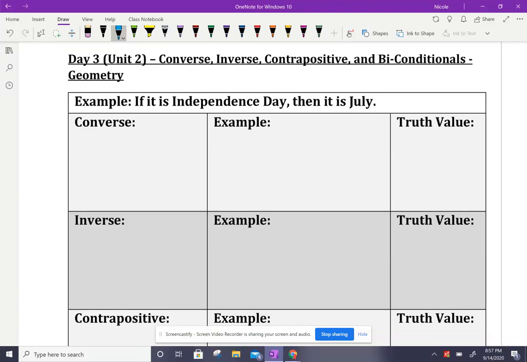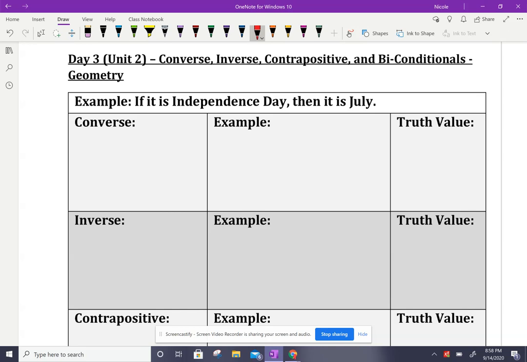Okay, so we're going to be looking at converse, inverse, contrapositives, and biconditionals. For this whole first section, I'm going to be using the exact same example as my base. My example says, if it is Independence Day, then it is July.